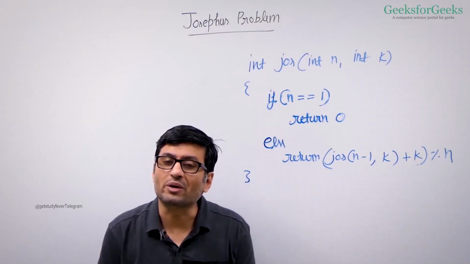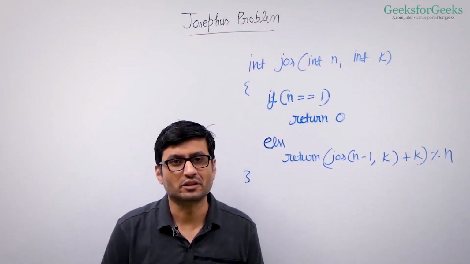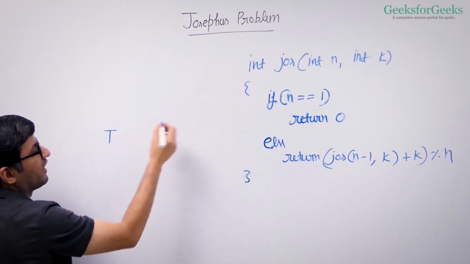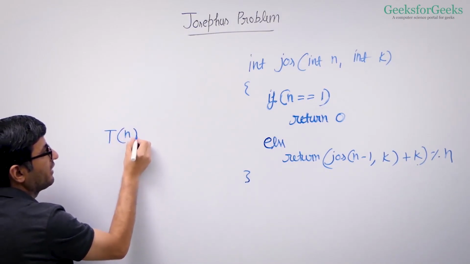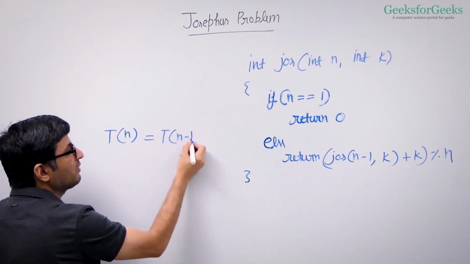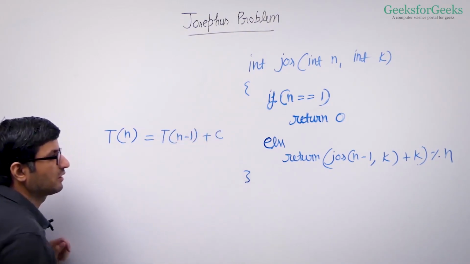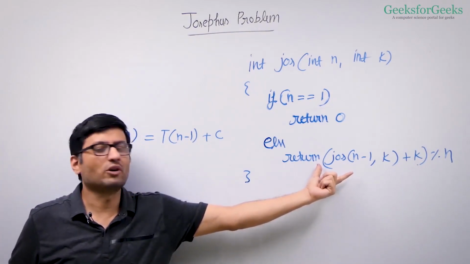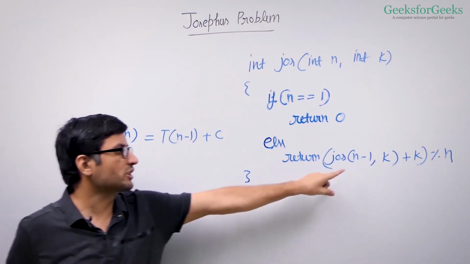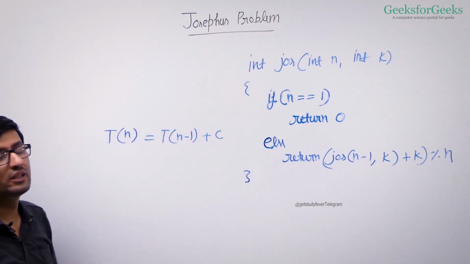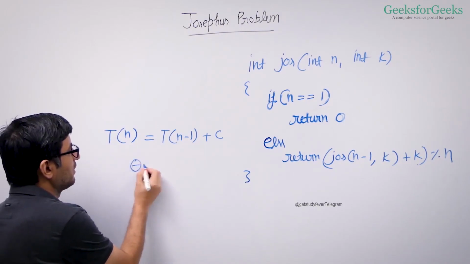Let us analyze the time complexity of this implementation. So if the time taken by this function for an input n is T(n), then T(n) is going to be T(n minus 1) plus some constant work, right? Because it simply makes a recursive call for n minus 1 and does some constant operation and finds the value. So how much is the value of this recurrence? It's simply theta n, right?